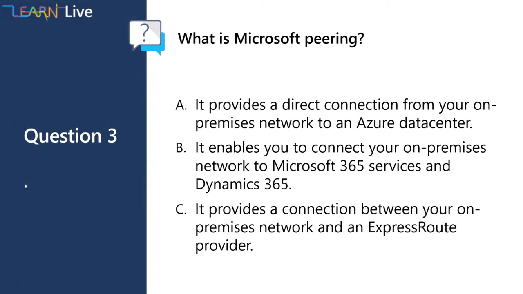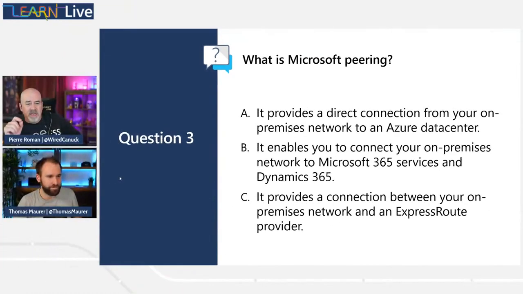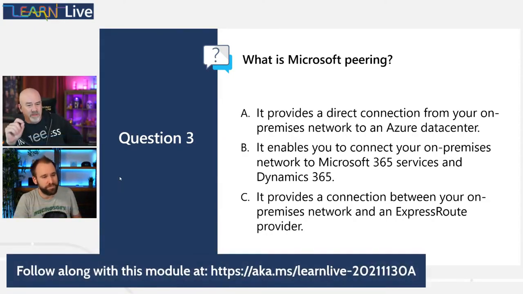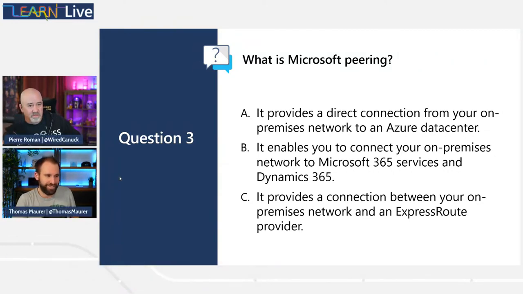So answer A, it provides a direct connection from your on-premises network to an Azure data center. B, it enables you to connect your on-premises network to Microsoft 365 services and Dynamics 365. Or C, it provides a connection between your on-premises network and an ExpressRoute provider. And the answer would be?